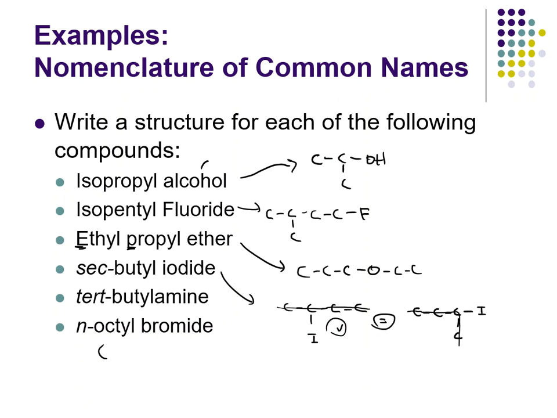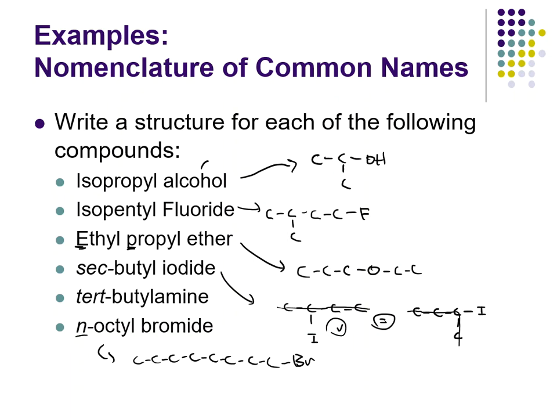And then finally, n-octyl bromide. Okay, so octyl is 8, right? 1, 2, 3, 4, 5, 6, 7, and 8. And n means normal. That means it's on a primary carbon. So I'm going to have to draw this bromide either to the left or to the right. It doesn't really matter. I'm just going to draw it to the right-hand side. And there you go. There's my Br.